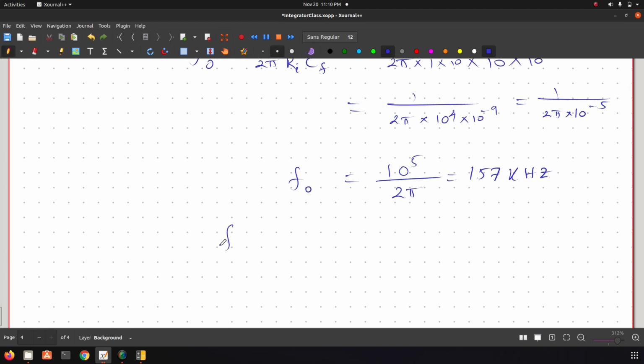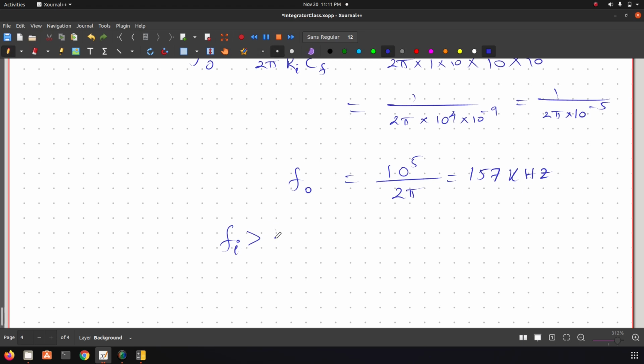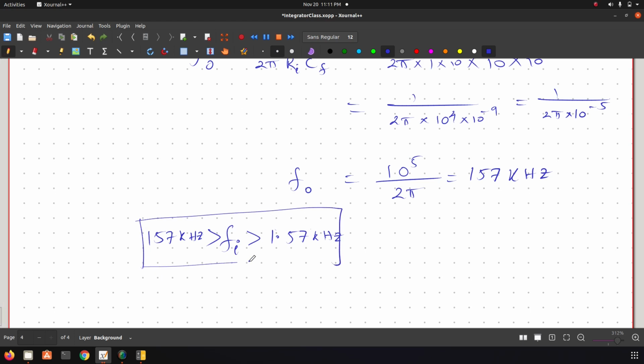Therefore our input frequency should be greater than the low cutoff, 1.57 kilohertz, and it should be less than 157 kilohertz. If our input frequency is in between this range, then it will show a good, accurate integration. So that's the fact we learn from this integrator. Okay, let me do another problem.